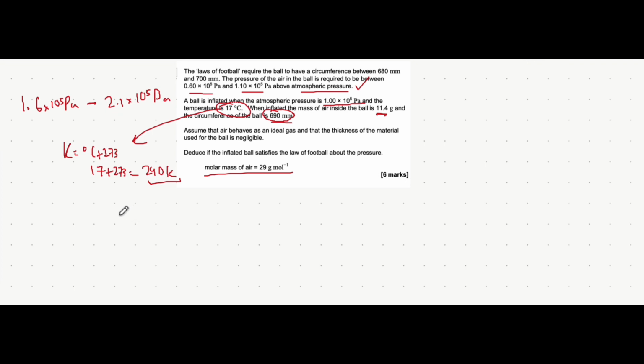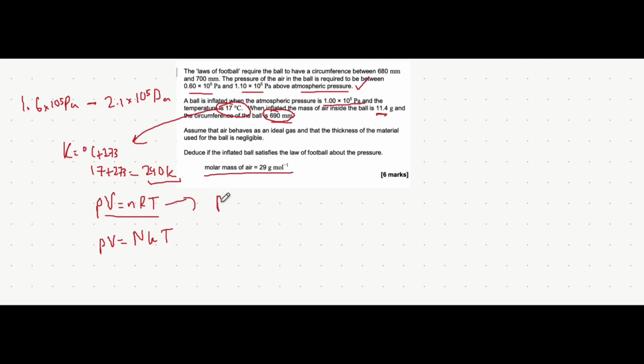Let's break it down. So ideal gas equations, there's two that you can use. There's PV equals nRT, where n stands for the number of moles, or there's PV equals NkT. Now here, I think it makes sense to use this first one because it's giving you molar mass and mass, so you can use that to find the number of moles.